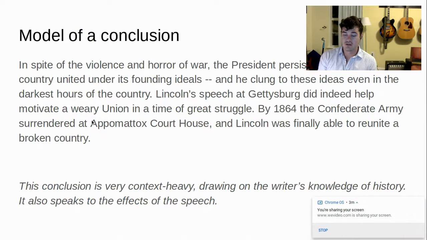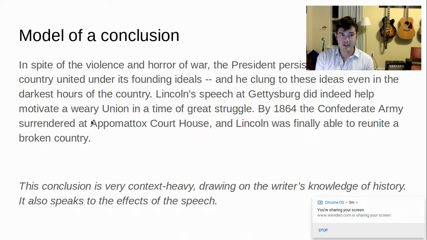In spite of the violence and horror of war, the president persisted in his desire of the country united under its founding ideals, and he clung to these ideas even in the darkest hours of the country. Lincoln's speech at Gettysburg did indeed help motivate a weary Union in a time of great struggle. By 1864, the Confederate Army surrendered at Appomattox Courthouse, and Lincoln was finally able to reunite a broken country.